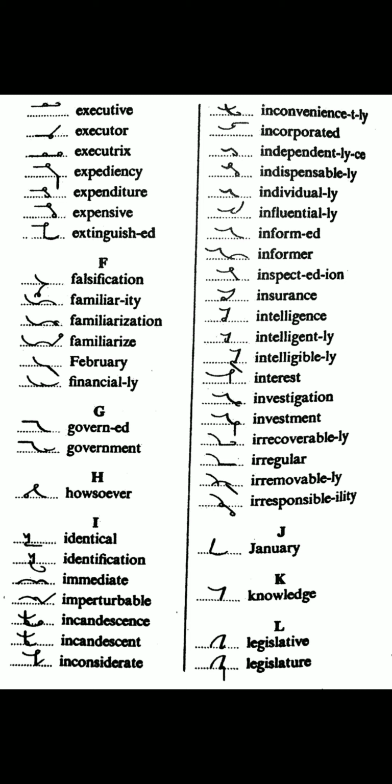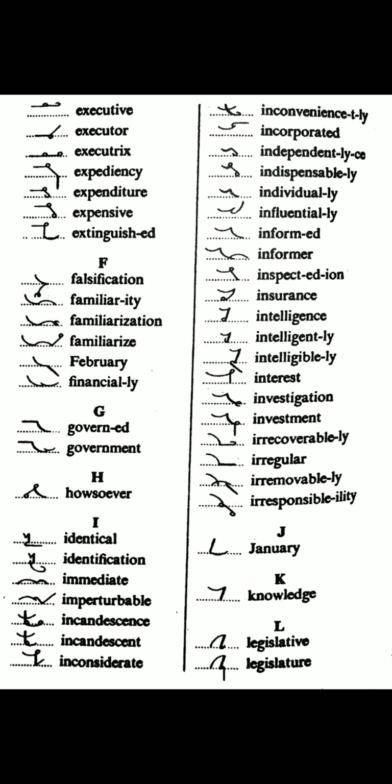N stroke intersecting D with S circle with N with S circle for incandescence. N stroke intersecting D with S circle with N stroke halved for incandescent. N stroke S circle D on the line with upward R halved for inconsiderate. N stroke intersecting V with N hook is used here for inconvenience, inconvenient, inconveniently.